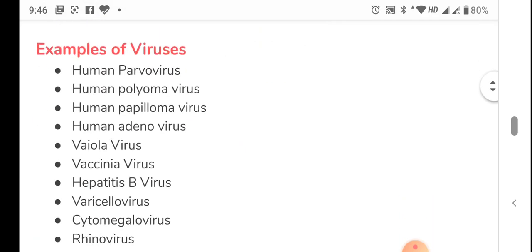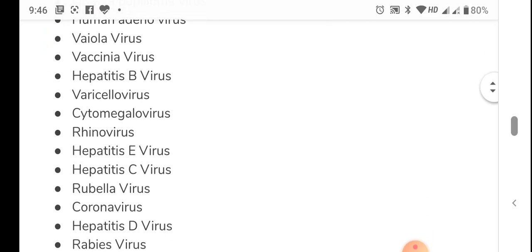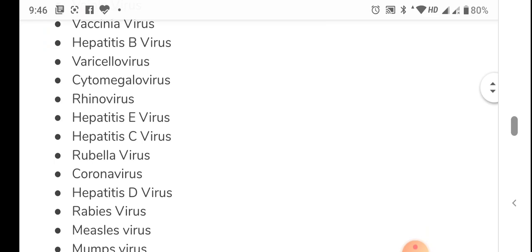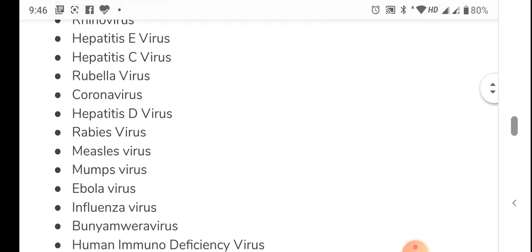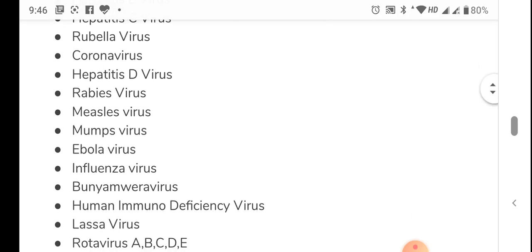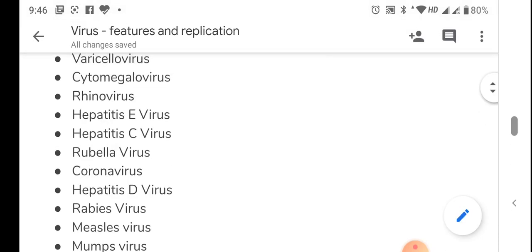And these are some examples of viruses: human parvovirus, human polyomavirus, human papillomavirus, human adenovirus, variola virus, vaccinia virus, hepatitis B virus, varicella virus, cytomegalovirus, rhinovirus, hepatitis A virus, hepatitis C virus, rubella virus, coronavirus, hepatitis D virus, rabies virus, measles virus, mumps virus, Ebola virus, influenza virus, Bunyavirus, human immunodeficiency virus, Lassa virus, rotavirus A, B, C, D, E. So these are all viral species.